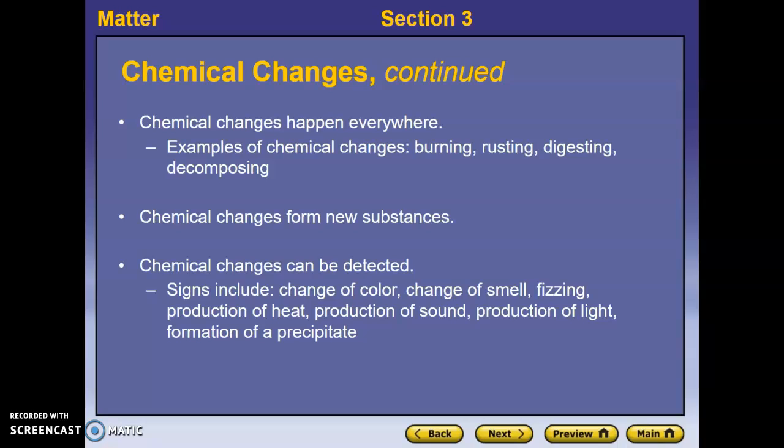So what are some things that we can see happening or observe that can help us to guess whether we're talking about a chemical change or not? So some examples that we already mentioned: a change of color, fizzing, so that's a production of a gas causing bubbles, right?